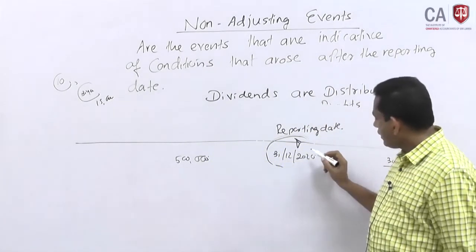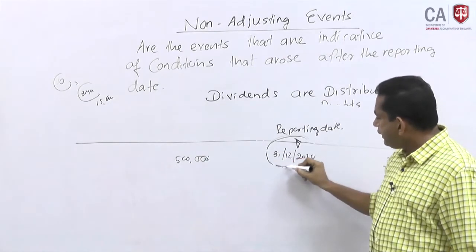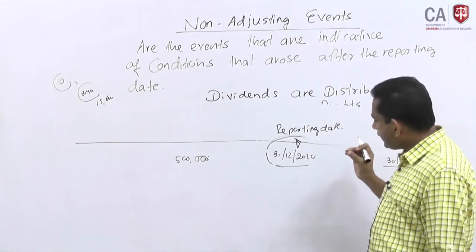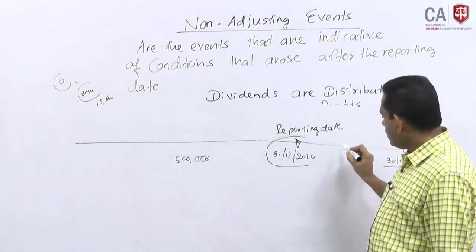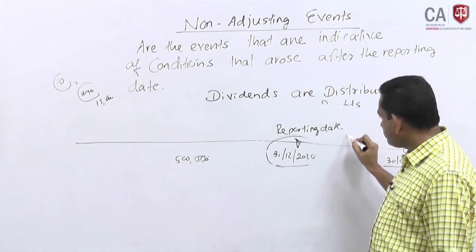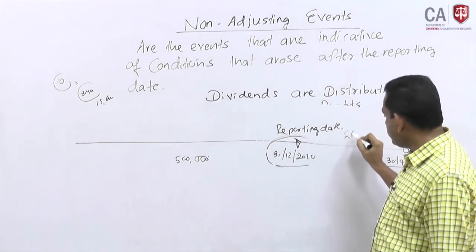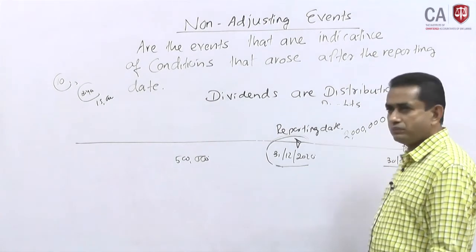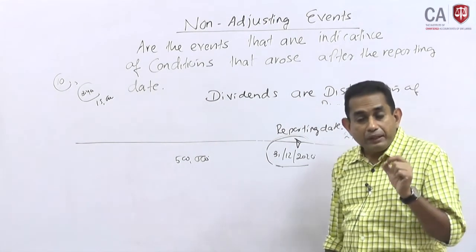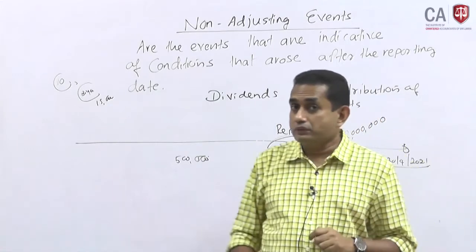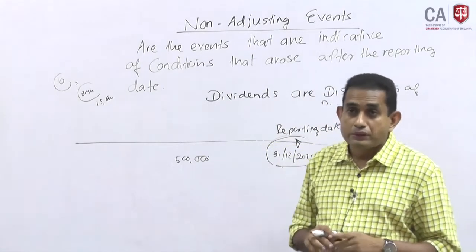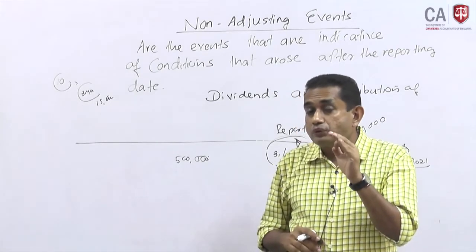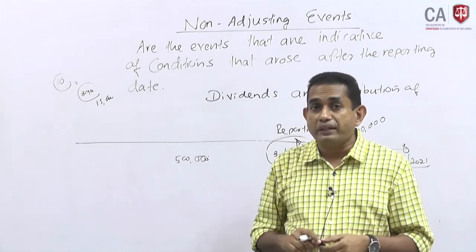Then, for the year 2020, the entity decided to pay dividends of 2 million rupees, and the directors proposed and the shareholders confirmed, and this event of the dividend being approved by the shareholders does not provide evidence of a condition that existed on the reporting date. Why?